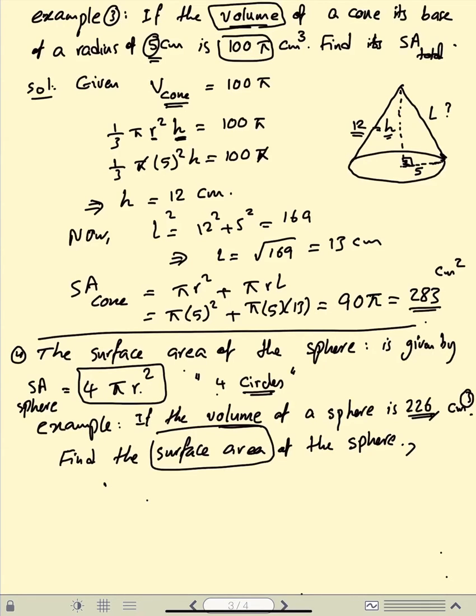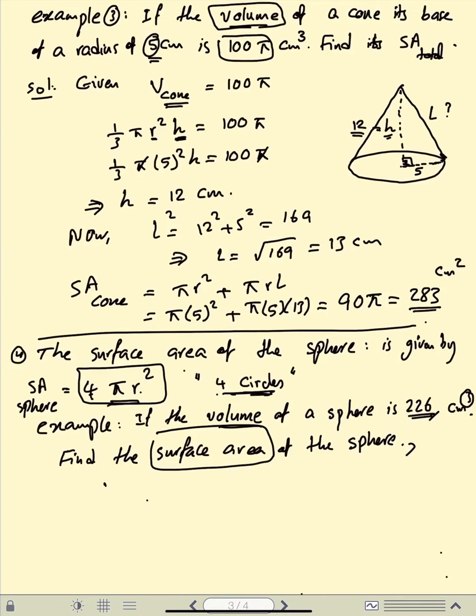The last one is the easiest one. It's good to finish something hard with something easy. The surface area of the sphere is very simple, 4 pi r squared. I wrote to you 4 circles. What do you mean by 4? To make it easy for yourself to memorize: 4 circles. What's the area of the circle? Pi r squared. The sphere, 4 pi r squared. Let's do a quick example on this.